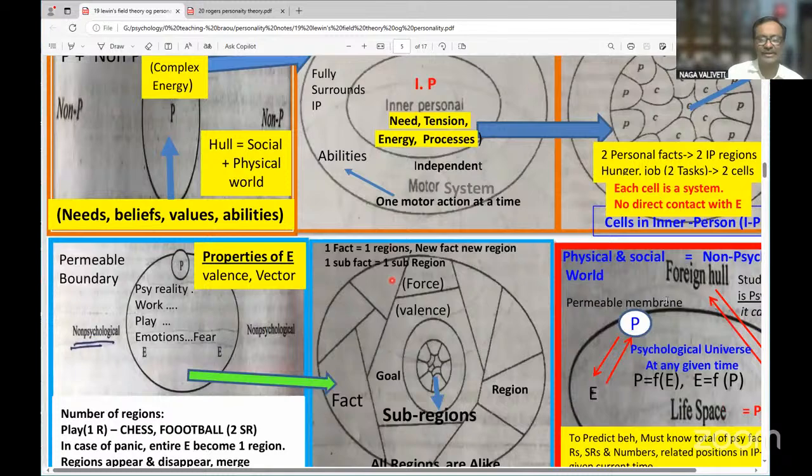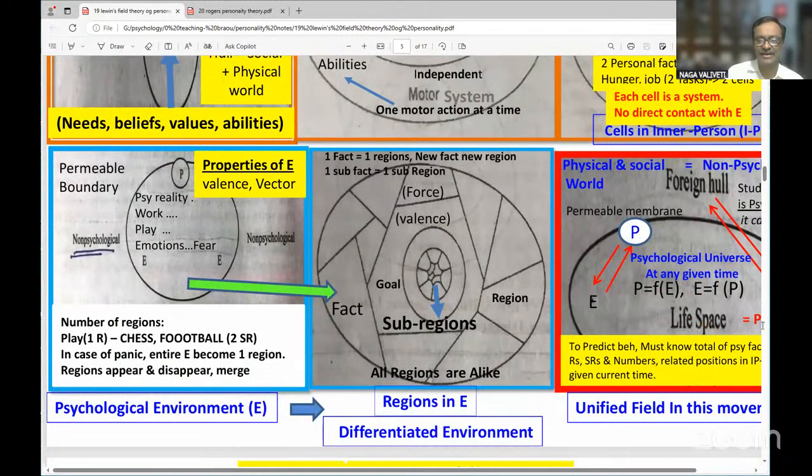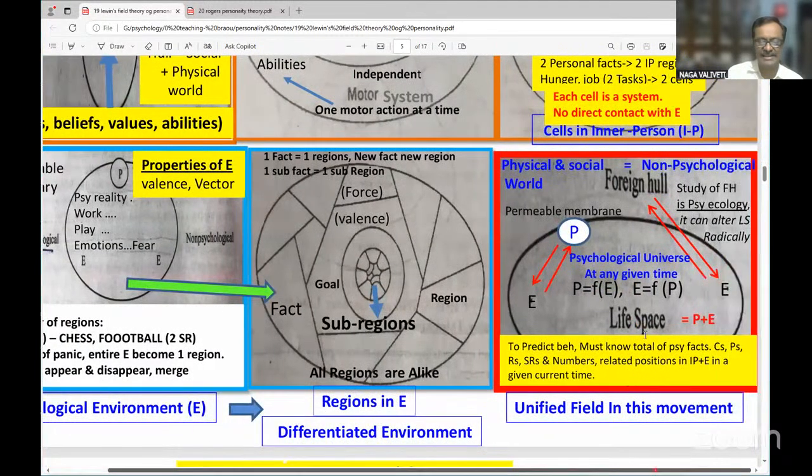Coming back to here, the psychological field, the life space, is P plus E. Here you are navigating. P is dependent on E, the psychological environment, valency and vector, for and against, and the forces, positive forces and negative forces. They are called restraining forces and driving forces. So E is also determined by P, and P is also determined by E. Please note.